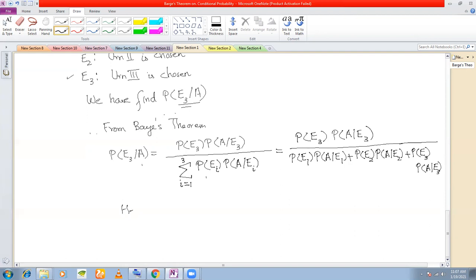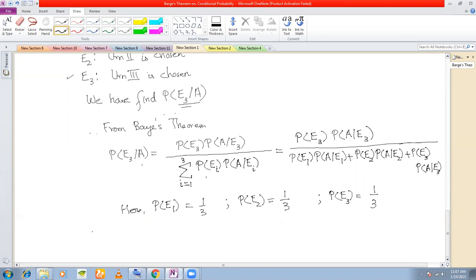So here, what is P(E1), P(E2), P(E3)? P(E1) is how much? P(E2) is how much? And P(E3) is how much? What is P(E1)? Probability that urn 1 is chosen. How many urns are there? 3 urns. So what is the probability that urn 1 is chosen? 1/3. Probability that urn 2 is chosen is also 1/3. Probability that urn 3 is chosen is also 1/3.